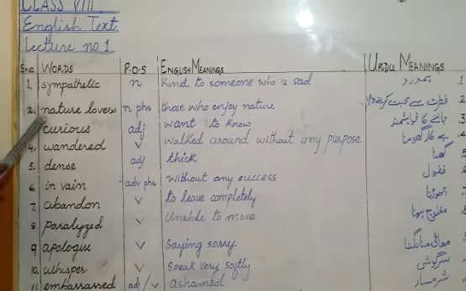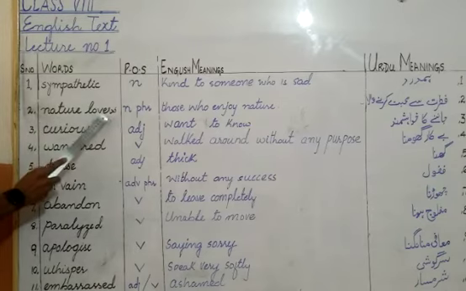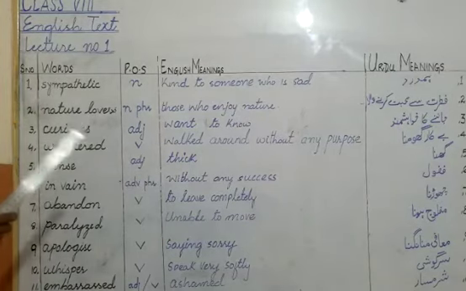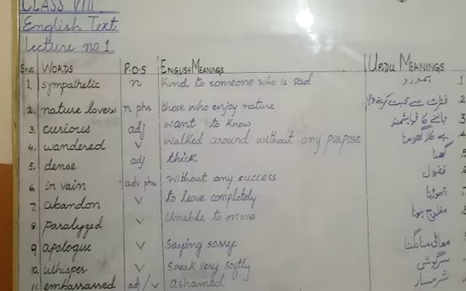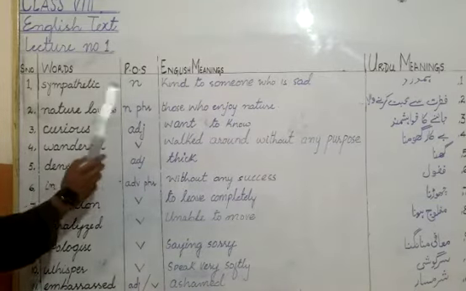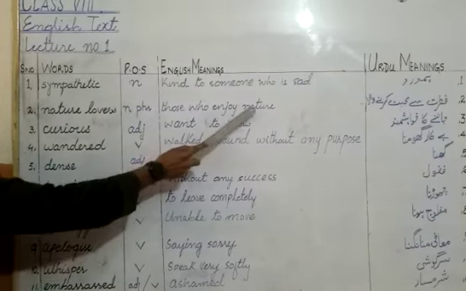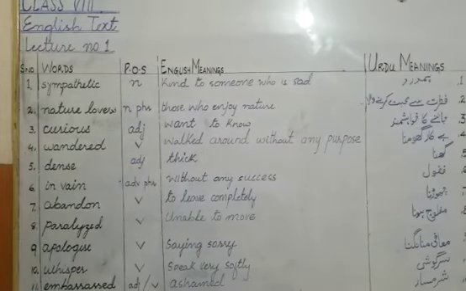The second word is nature lovers. Nature lover means फितरत से मोहब्बत करने वाला. The English meaning is those who enjoy nature. And the exemplary sentence is, William Wordsworth was a nature lover.